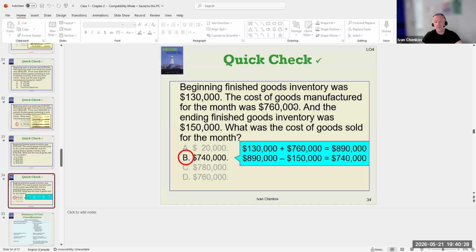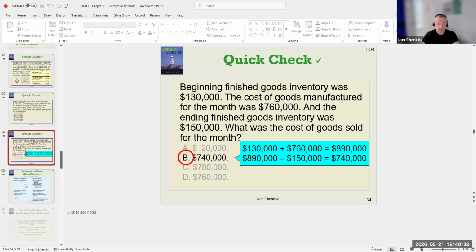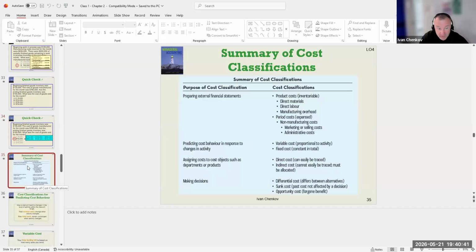So again, that will be beginning finished goods was 130, cost of goods manufactured in the month 760, and then available 890 minus 150 ending balance, 740,000. So for different purposes, again, different classification. The one thing that I want you to understand is all the costs already happened in the company. I cannot change the cost. I cannot do anything. So any calculation that I'm doing on any different classification is always going to bring me to the same amount of the cost.